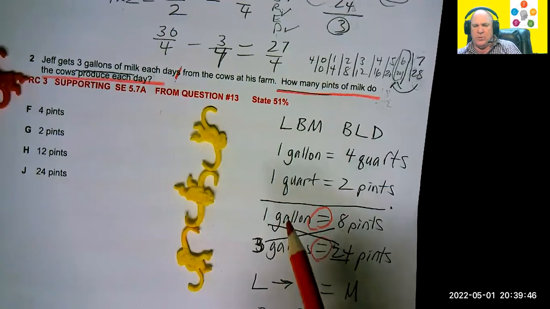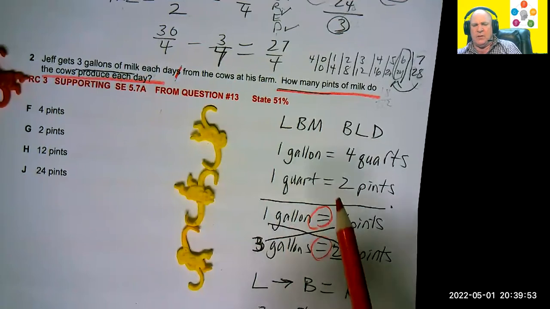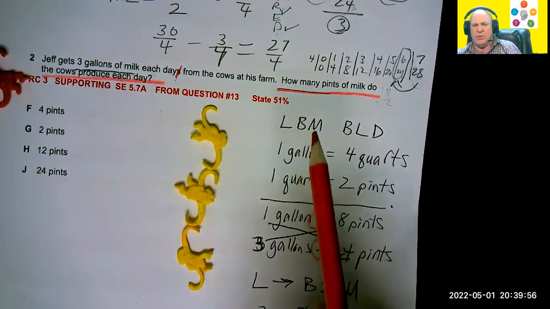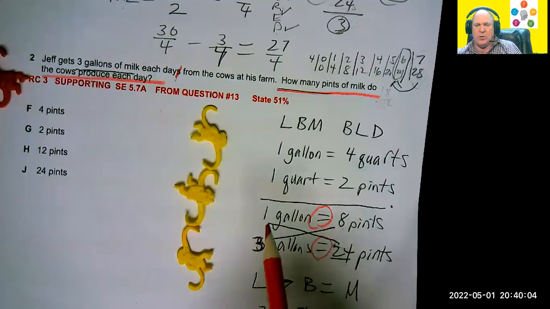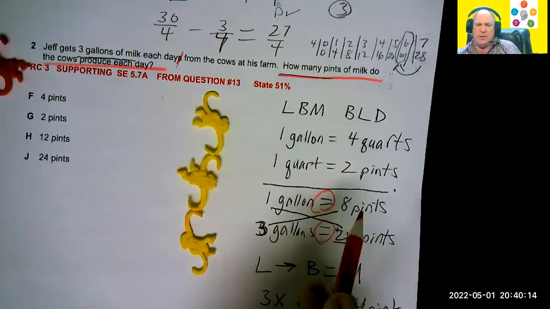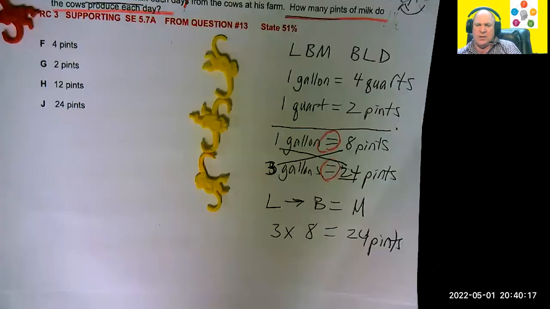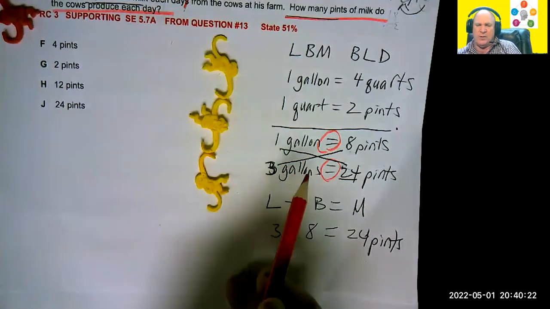So for every single gallon, when we do the portal and go through that little equal sign to the other side, it's an LBM. It's going from a little number to a big number, so we need to multiply. So since I'm going from 1 to an 8, you always multiply by the conversion number that is not 1. So little to big, meaning multiply, meaning 3 times my conversion, 8, equals 24 pints.